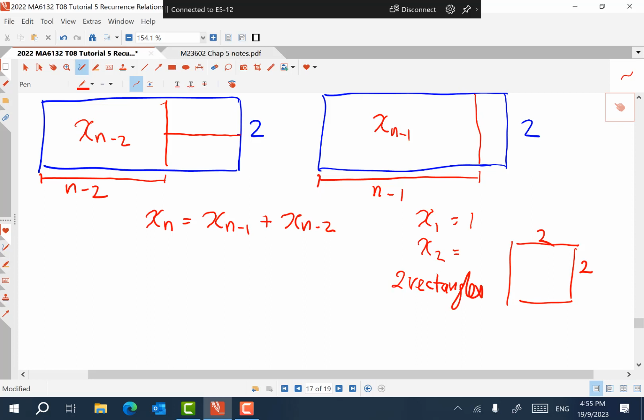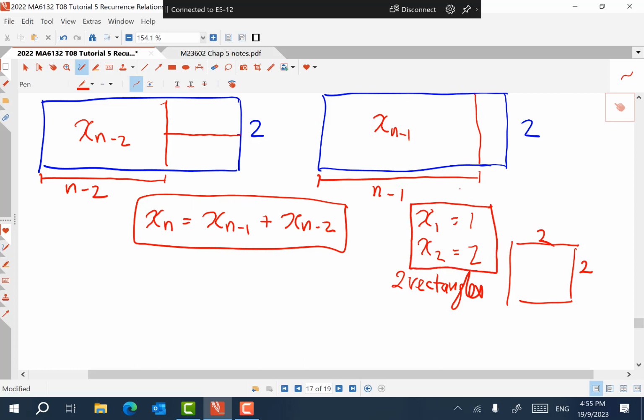And Mia was trying to tell me 2 ways. She's right. Either both horizontally or both vertically. Right? Okay. So there you are, class. You have actually established the recurrence relation with the given condition.